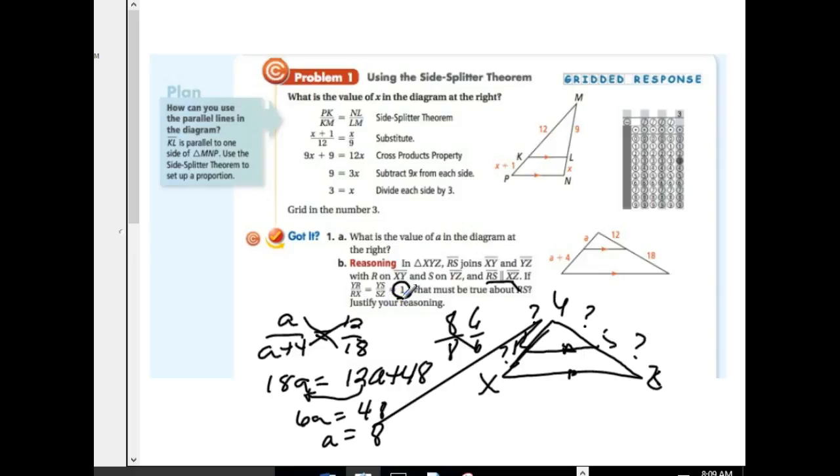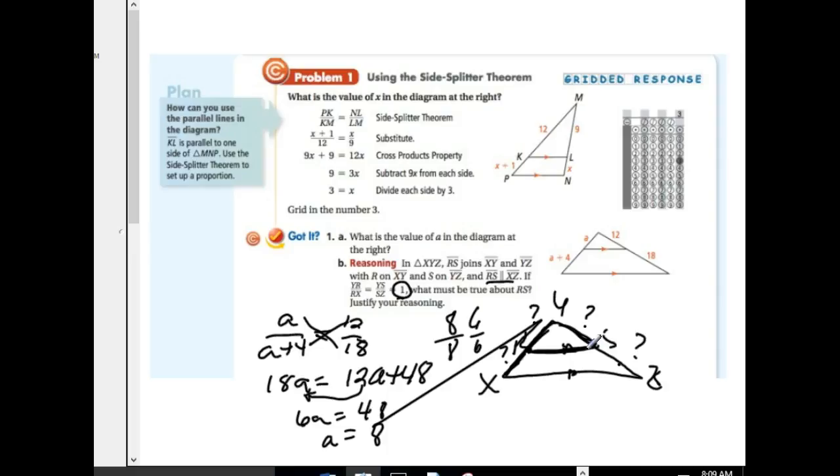So that means to me that if I do get 1, it simply means that RS must be halfway up the side here, okay? Because that's the only way that this part and this part would be equal to this part and this part, that literally is halfway up. So that's one of the things we can know about RS, that it is exactly halfway between X and Y and Z.